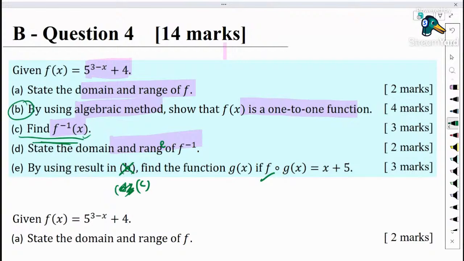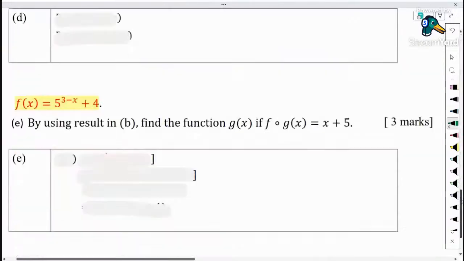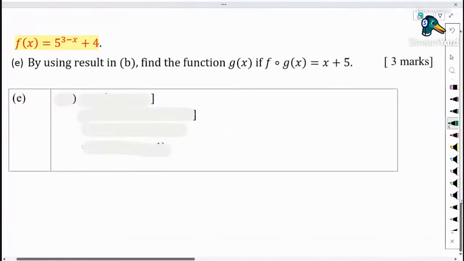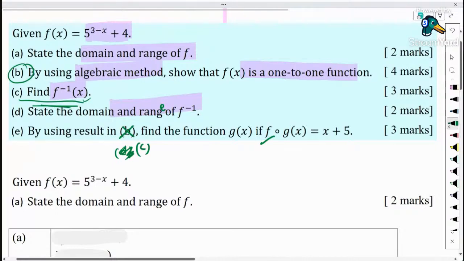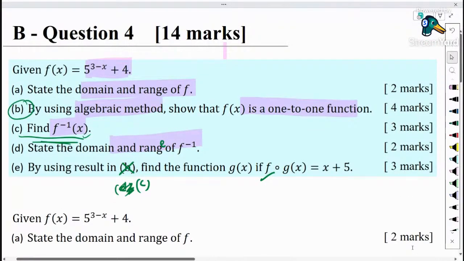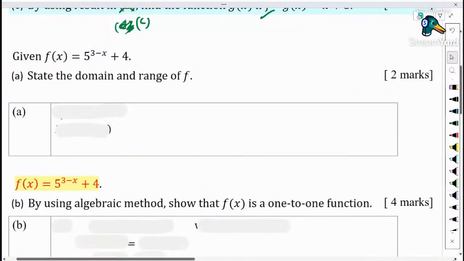So after we have identified the corrections, let me check back again. This one is supposed to be from part C, right? By using the result in part C. The part C, which is the inverse, not B, not the one-to-one. The one-to-one won't help in solving the question. Okay, so now let us tackle one by one. First, find the domain and range for F.